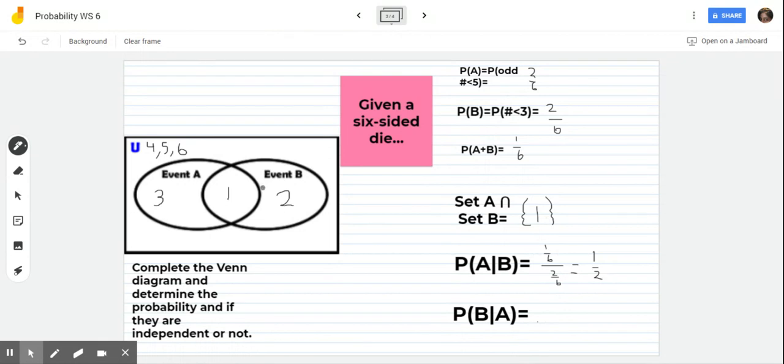And coincidentally, looking at the model, of 2 numbers, only 1 fits under both event A and event B, so 1 over 2. In a similar way, 1/6 over 2/6 equals 1 over 2. The equations work, and so does the Venn diagram.